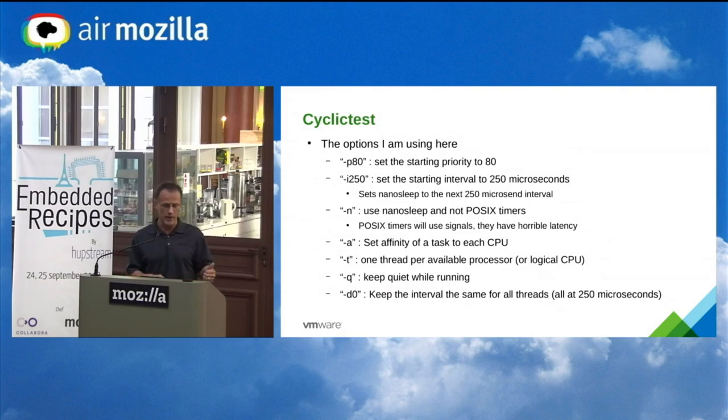Dash Q that I put in there just says don't display anything until I'm done. When I hit Control C, then it'll display everything. And the dash D0 is, without the dash D0, it will actually increment by, I think a default of 500 microseconds or something.